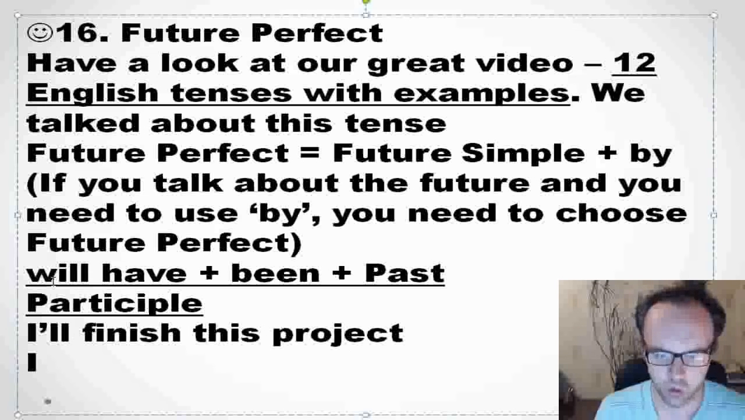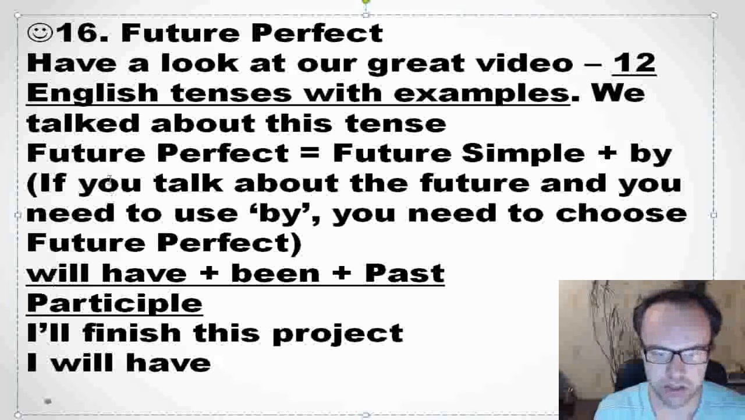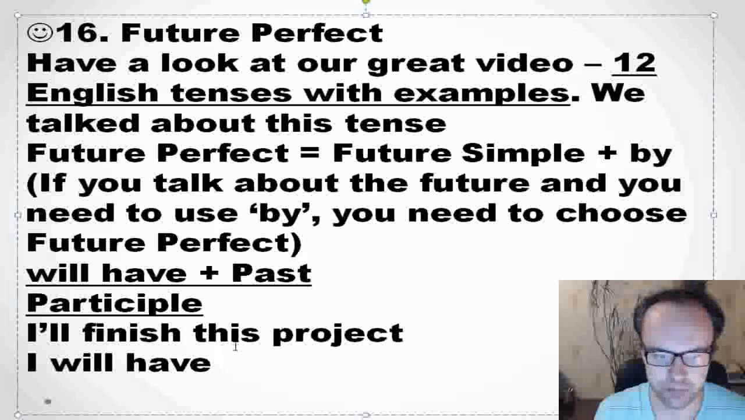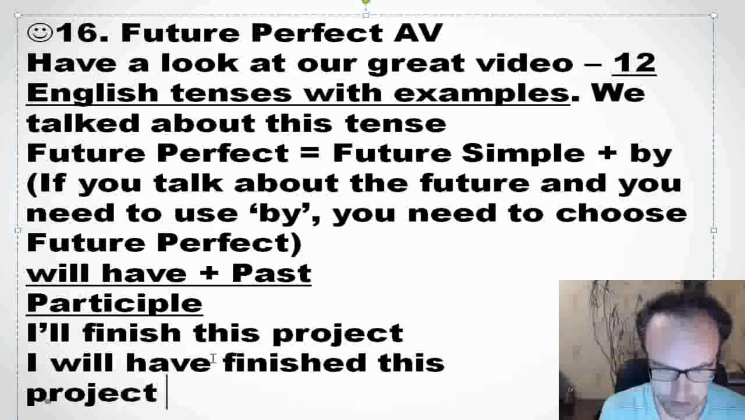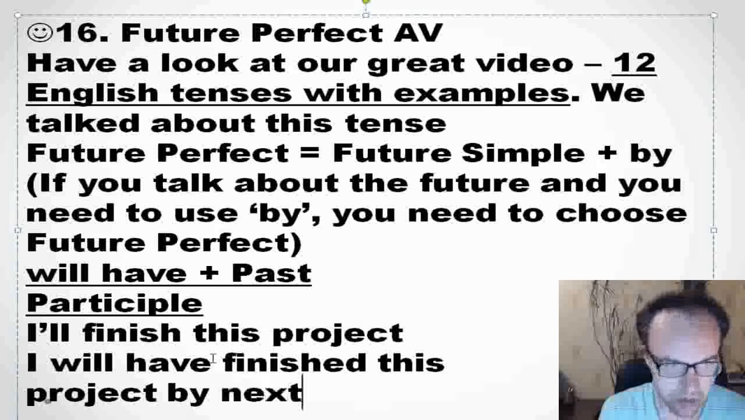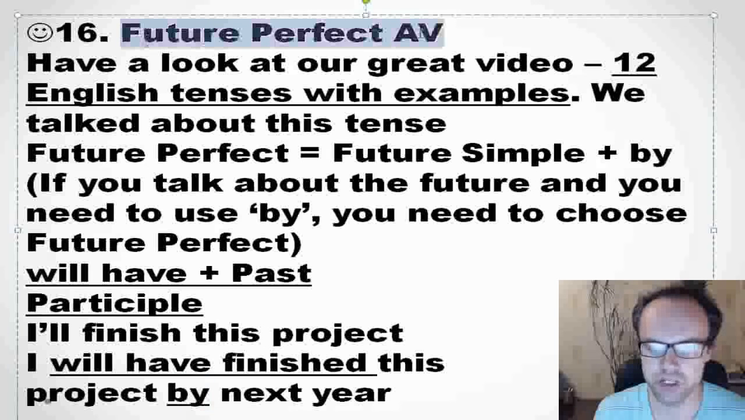Okay, so I will have, yeah, future perfect, without been. So we'll have been plus past participle is for passive, but it isn't for passive, it's for active voice. So I'll finish this project. I will have finished this project by next year. Okay, we'll have plus past participle. I will have finished, and we have by. So we use future perfect. Okay, so future perfect active voice.